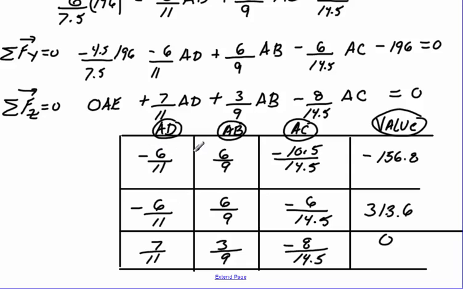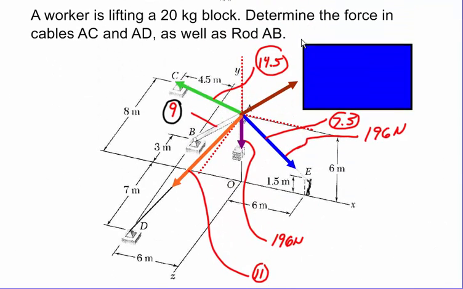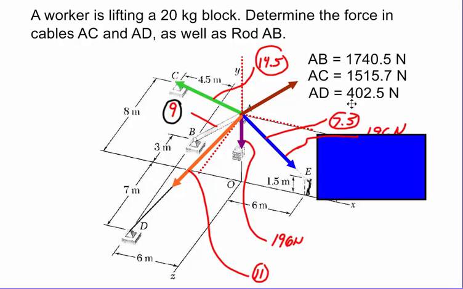And then all you have is a nice matrices. You have a 3 by 4. You have 3 rows, 4 columns. Just do a reduced row echelon and solve this problem, and when you do, you will get these following values: 1740.5, 1550.7, and 402.5. Again, if you establish this one going the opposite direction, then what would happen in your matrices, you will get a minus 1740. And that's the only difference.